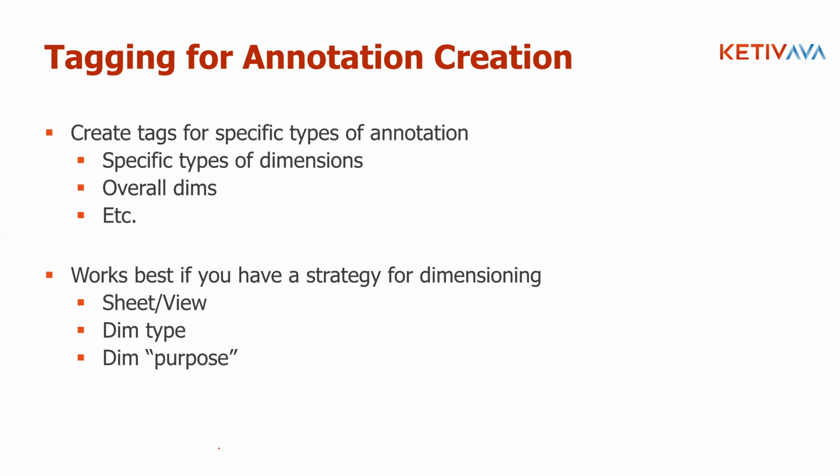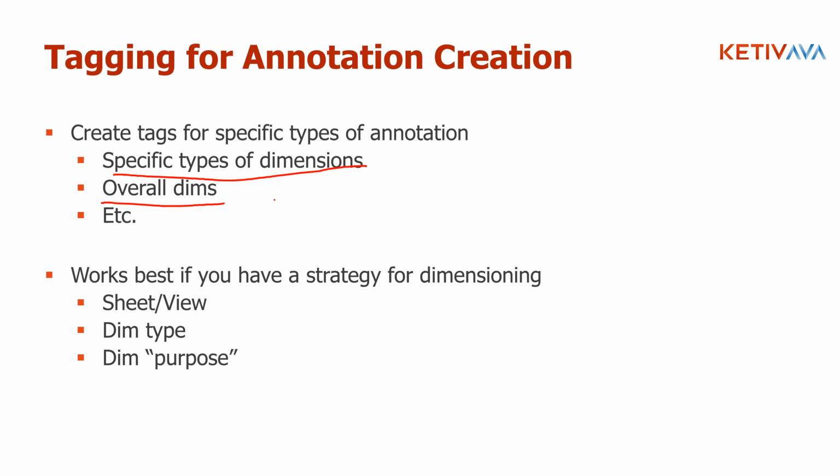Tagging for annotation creation. You want to create tags for specific types of annotations. This is kind of the strategy. Now that you know about annotations, how would you actually use it? The way that we use it typically at KETIV is we create annotations for specific types of dimensions we know we need to create, okay? Again, you'll see examples of this in a minute. So if there's a specific type of feature on a part that we know we want to dimension in a specific way, we'll create annotation tags to make sure that we can find those things so we can dimension it consistently.